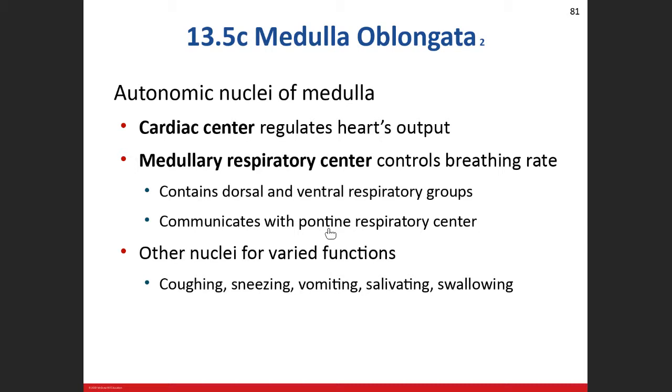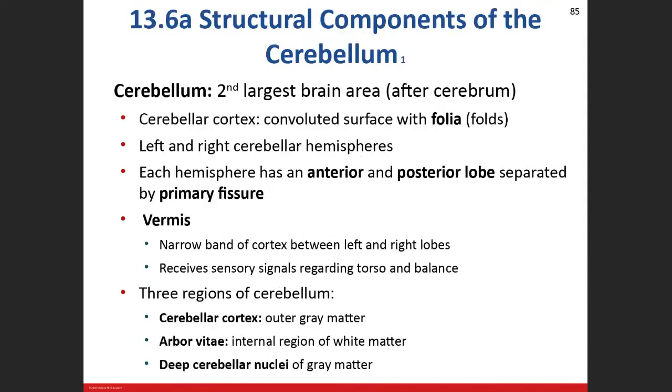Also in the medulla oblongata, we have some centers for coughing, sneezing, vomiting, salivation, and also swallowing. So all of these centers are located in the medulla oblongata. The next structure which you need to know in the brain is called the cerebellum.